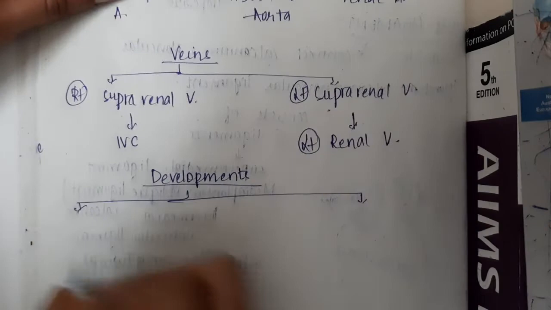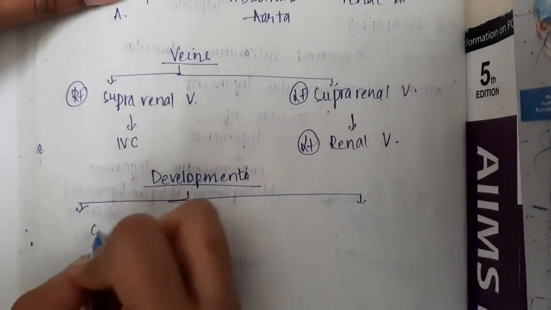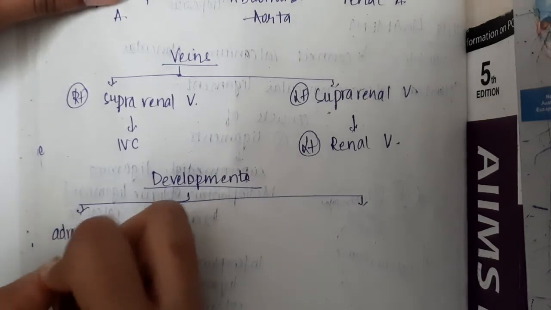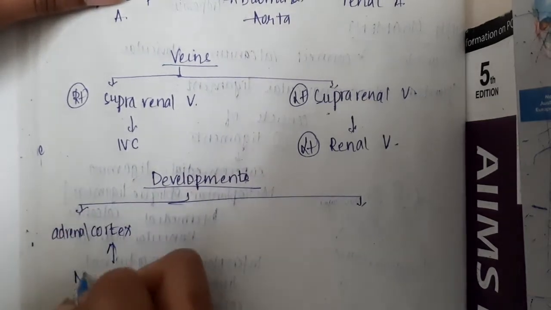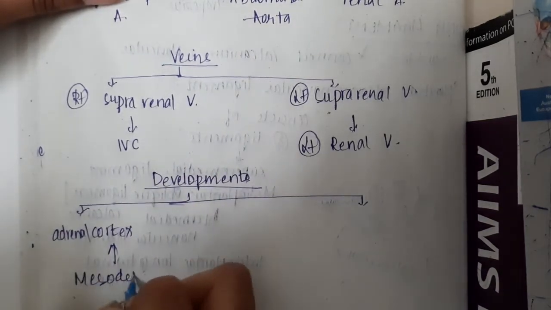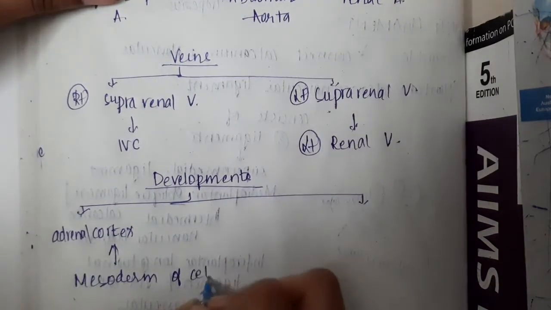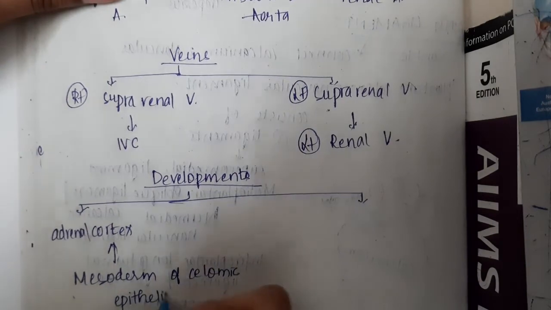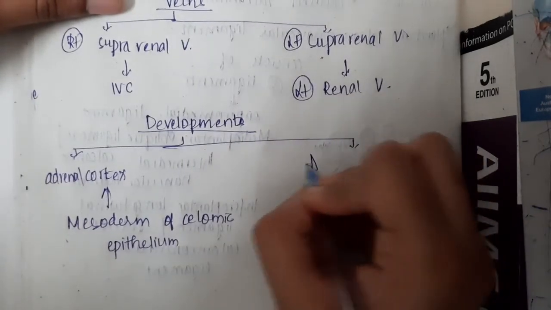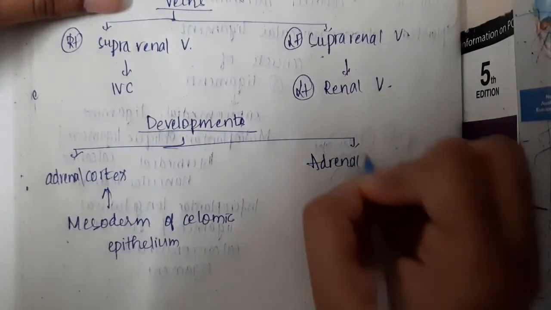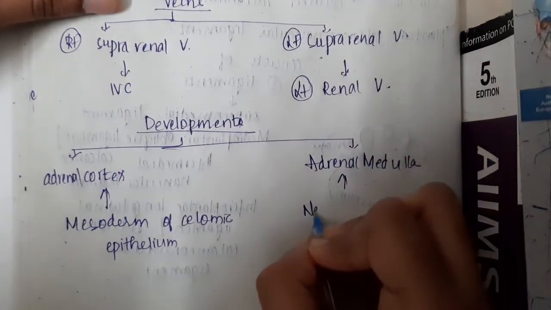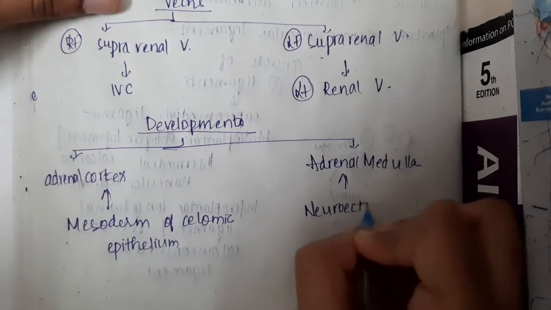Then about the development of the suprarenal gland, it mainly develops from two things which are important. The adrenal cortex is a derivative of mesoderm of coelomic epithelium, and the adrenal medulla develops from neuroectoderm. So these are important things which should be remembered.